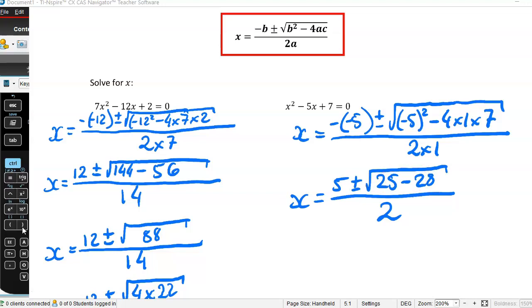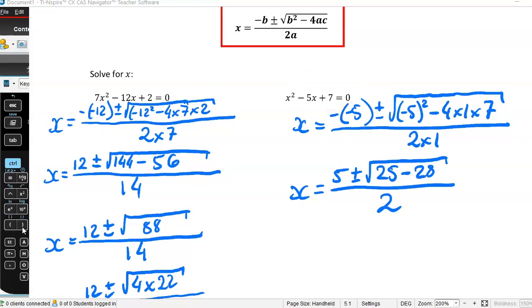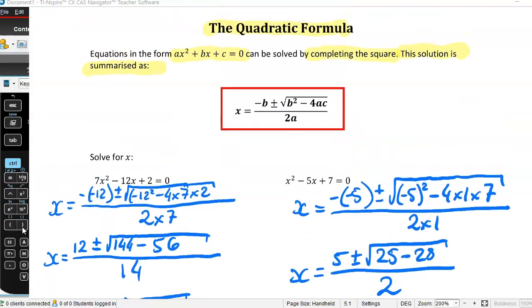So what does it mean if I can't solve this? That means there are no x-intercepts. So this graph, I'm not quite sure how it would look, but something like that. It doesn't have any x-intercepts. If it's negative under the surd sign, you can't actually solve it, because you can't find the square root of a negative number without getting into complex numbers, which we don't. We'll talk more about that in a later topic called the discriminant. So yes, that's our quadratic formula.